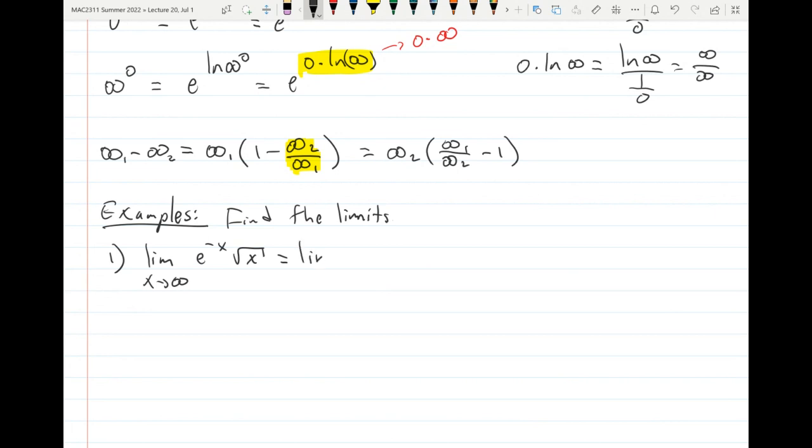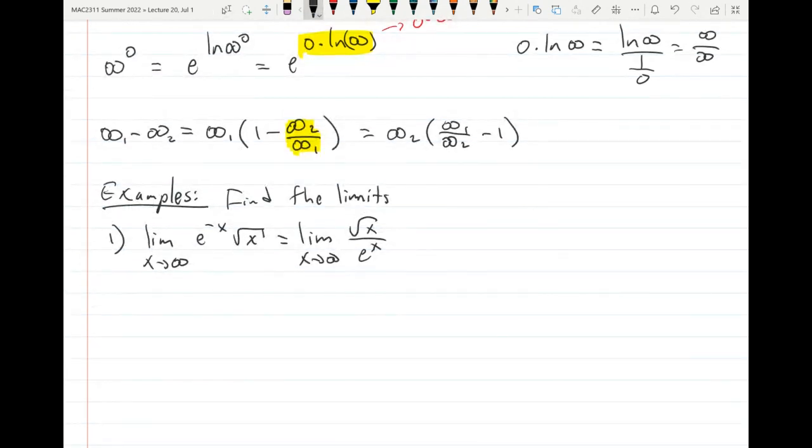You can just rewrite it as square root of x over e to the x, right? Because you have e to the negative x, so you can bring it to the bottom. So now we turn into infinity over infinity. If you think about it, you can say that we used the following trick. What we really did was that we rewrite this as square root of x over 1 over e to the negative x. But 1 over e to the negative x, that's just e to the x. Okay?